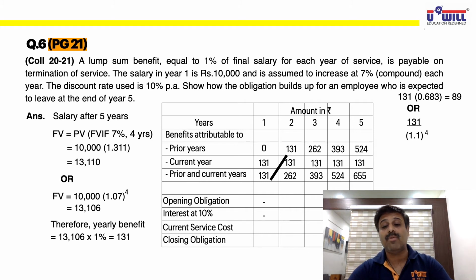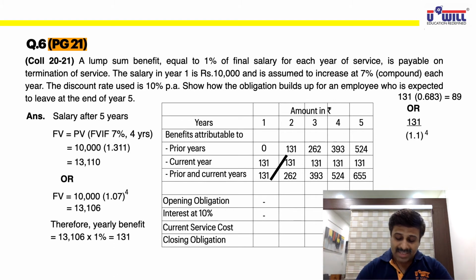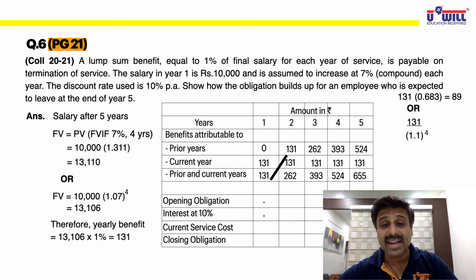131 divided by 1.1 raised to 4. In short, how did we get this 1.1? Like we got 1.07 for 7%, that is 1 plus 7%. Same way, the interest rate here is 10%. So all of you do 1 plus 10% in calculator, you will get 1.1. Once again, I repeat, do 1 plus 10% in calculator, all of you will get 1.1.